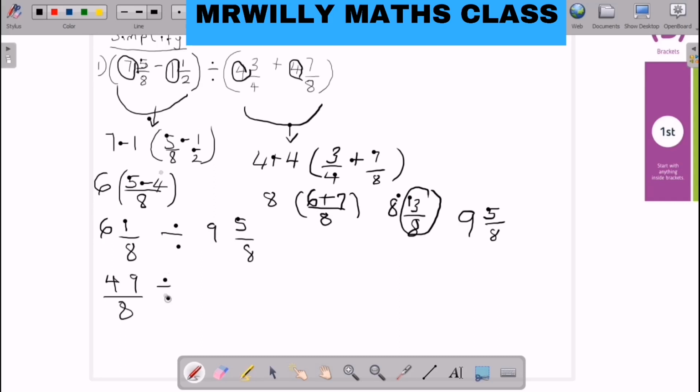Then you put your division sign. Then you have 8 times 9, that will be 72. 72 plus 5, that will be 77 over 8. So what's the next thing? We are going to change this division sign to multiplication.